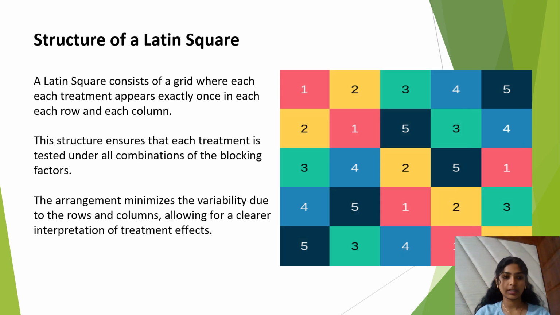Structure of a Latin square. A Latin square consists of a grid where each treatment appears exactly once in each row and each column. This structure ensures that each treatment is tested under all combinations of the blocking factors. The arrangement minimizes the variability due to the rows and columns, allowing for a clearer interpretation of treatment effects.